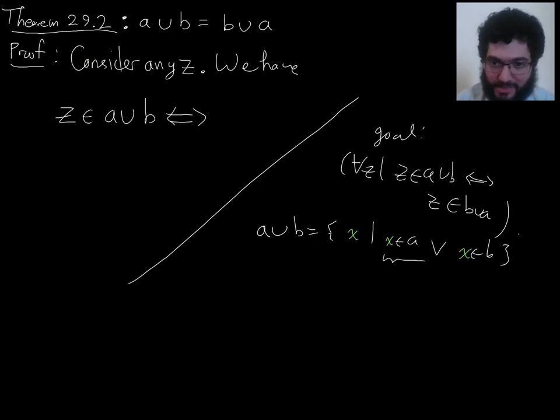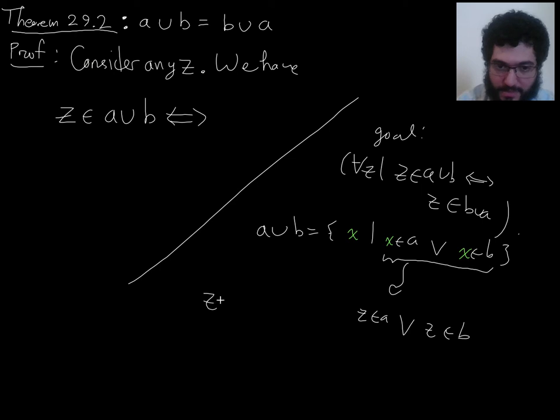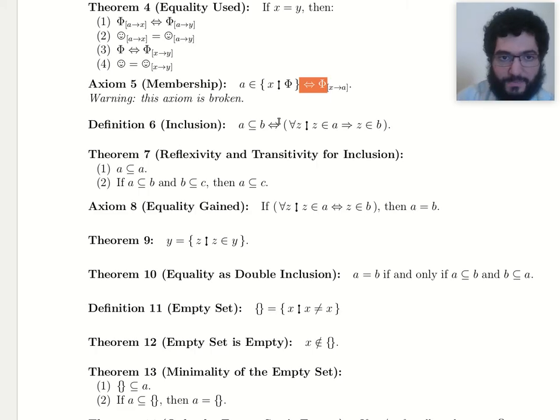Sorry, I take this proposition here, and I've made the bound variable here green. And what I'm going to do is replace the green thing by z. So z in A or z in B. That's what it means to say z is in here. z is in A union B if and only if this proposition here holds for z. So that's Axiom 5.